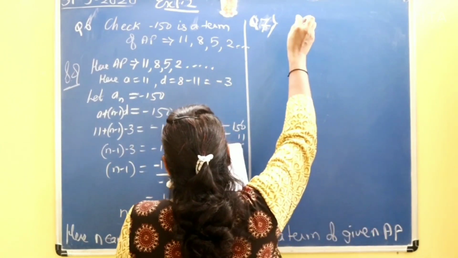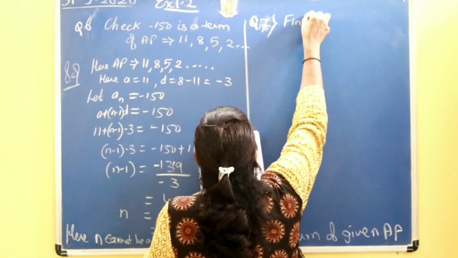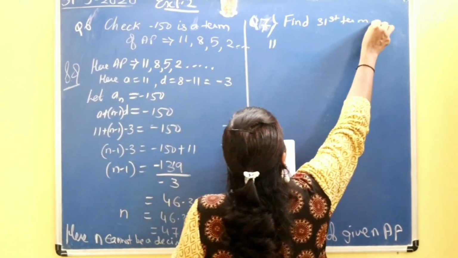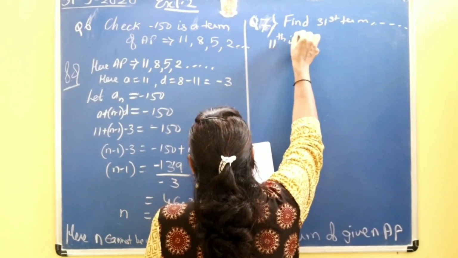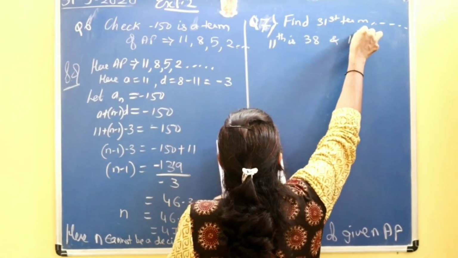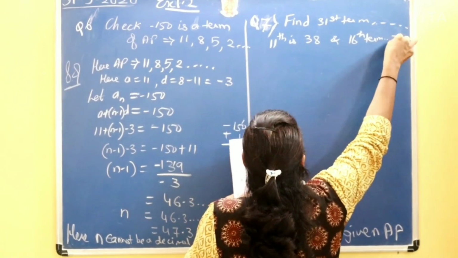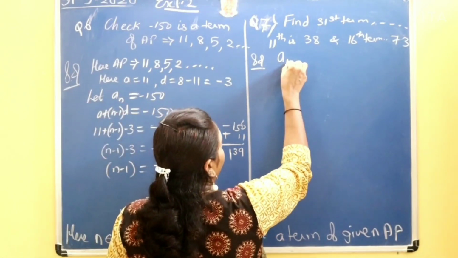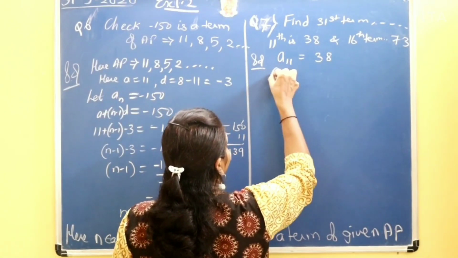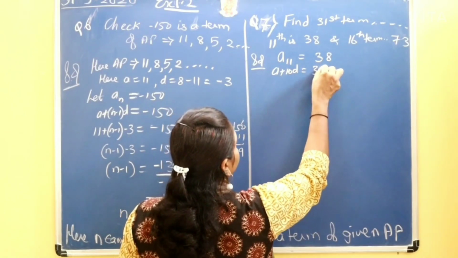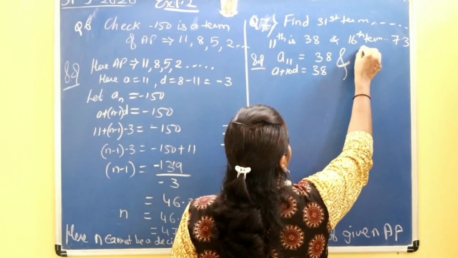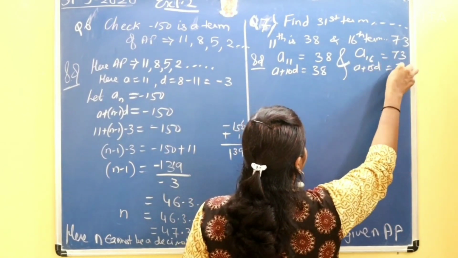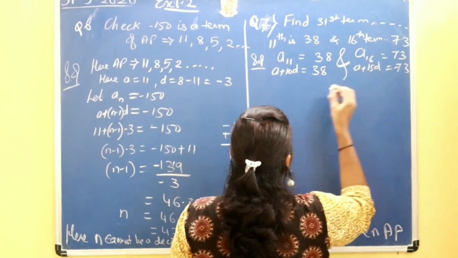Coming to question number 7, find the 31st term of the AP whose 11th term is 38 and the 16th term is 73. So what you have to do, A11 is equal to 38, A plus 10D equal to 38, and A16 equal to 73, A plus 15D equal to 73. Solve these two.